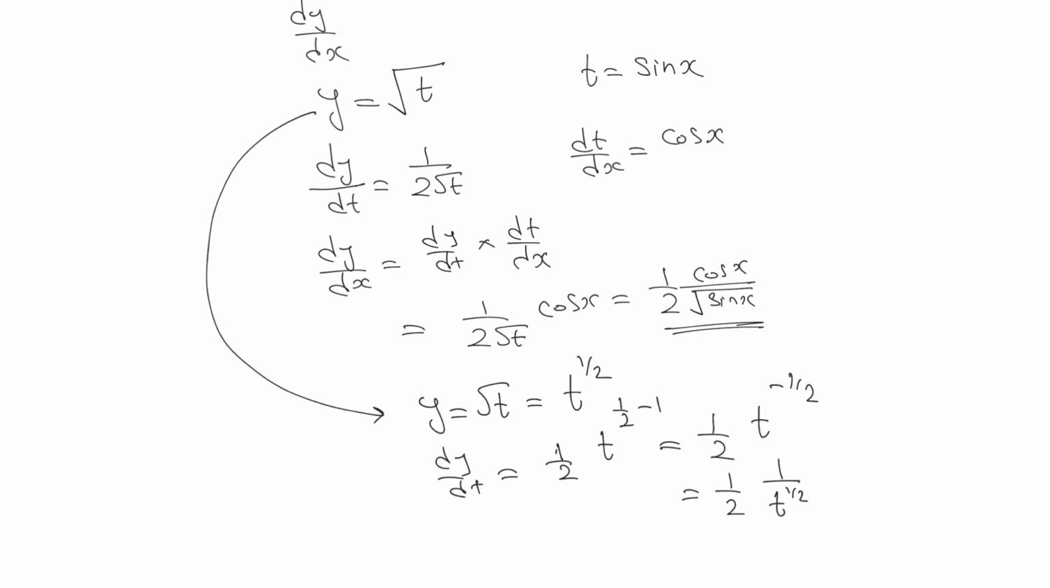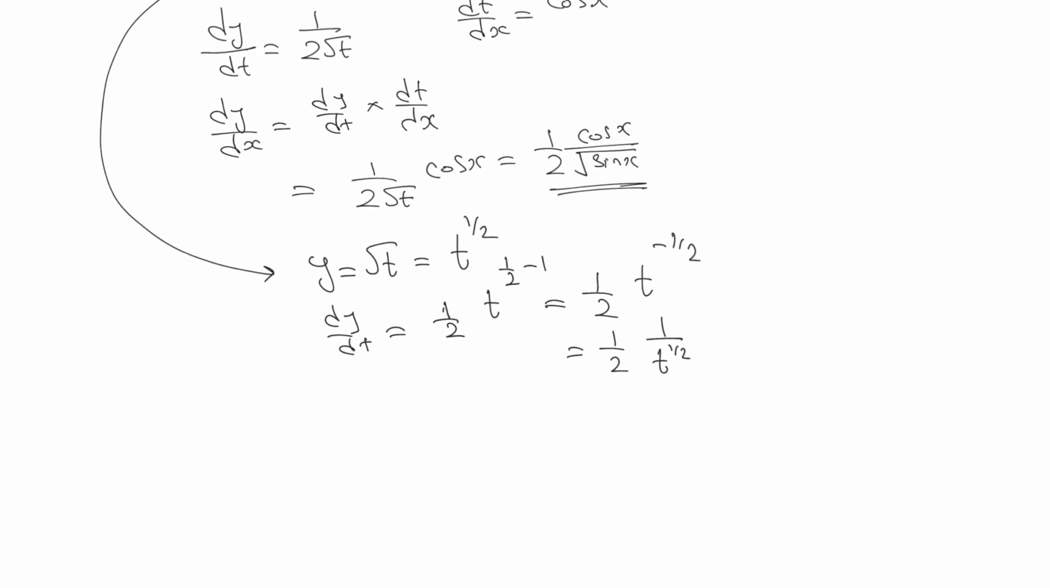On the denominator, minus 1 by 2 becomes plus 1 by 2, which can be written as 1 by 2 into root of t, because t raised to 1 by 2 is nothing but root t. That's why the differentiation of root t is 1 by 2 root t.